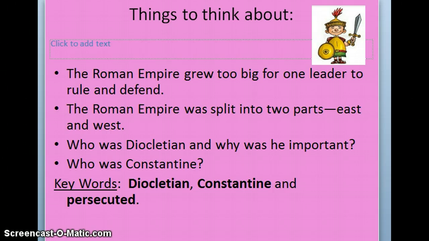Before we get started, as I go through the lesson, I want you to think about these things. The Roman Empire grew too big for one leader to rule and defend. It was just ginormous. The Roman Empire was split into two parts. What were they? East and West. That's pretty easy to remember. Who was Diocletian and why was he important? Who was Constantine? And the key words in the lesson are Diocletian, Constantine, and persecuted. So make sure you keep an eye out for those key words in our lesson today.